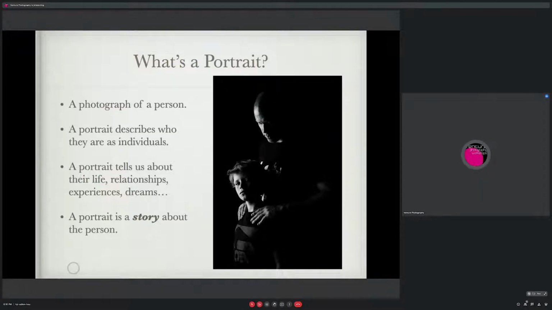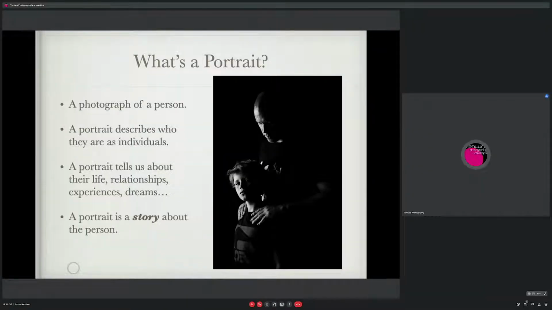It's a depiction of something which shows his personality or his character, and obviously animals have personalities and characters, or at least we ascribe personality or character to the animal itself. But for the purposes of this particular session, I'm going to define a portrait as a photograph of a person. A portrait describes who they are as individuals, so we get a glimpse, I guess, of them as a person.